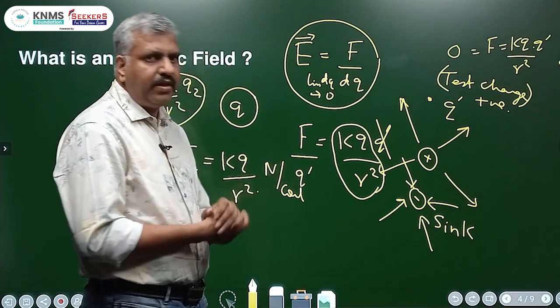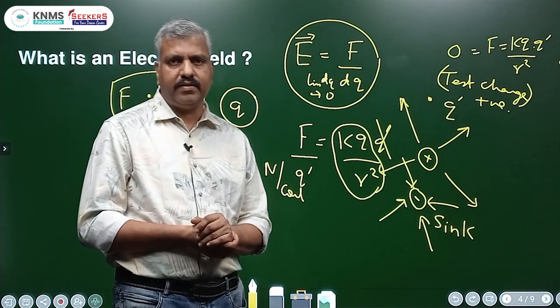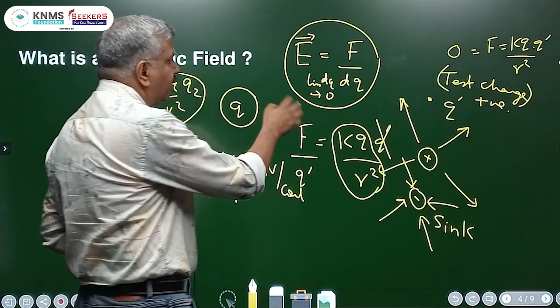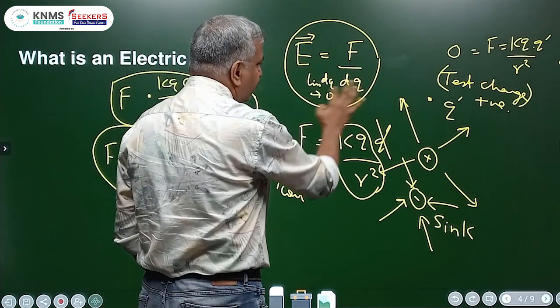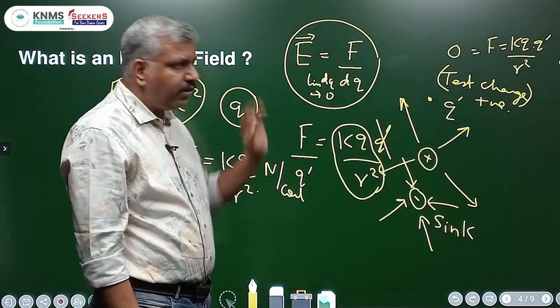The kind of question that you will get in your board exam is they can simply ask you what is electric field intensity. And there is another important question here. I said electric field intensity is F by dq, limit dq tending to 0. Now, why should dq tend to 0?